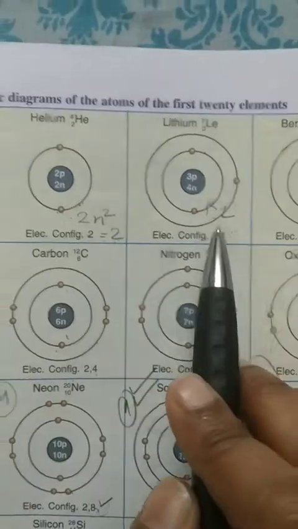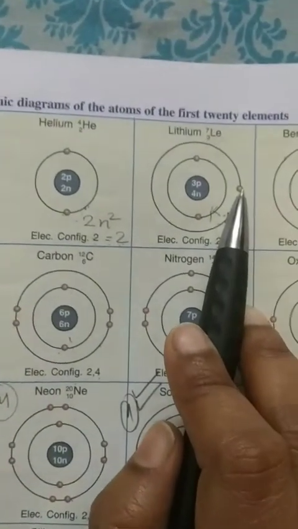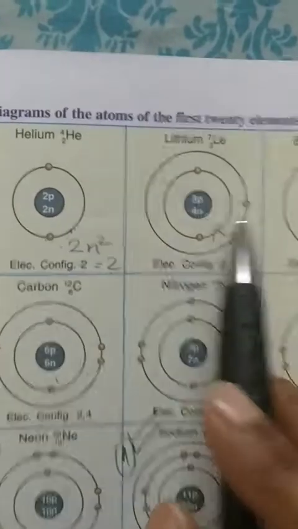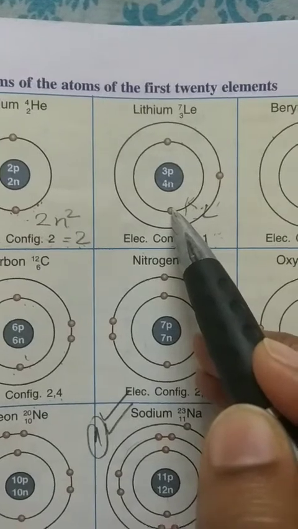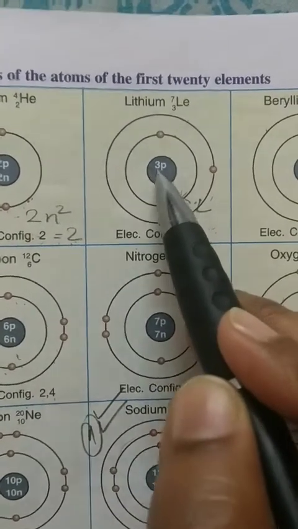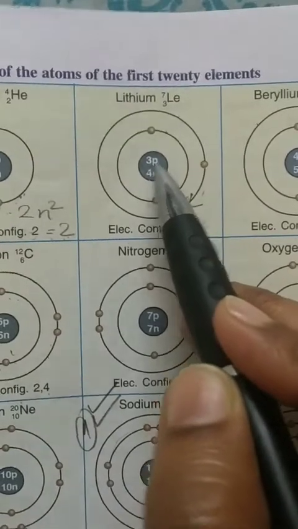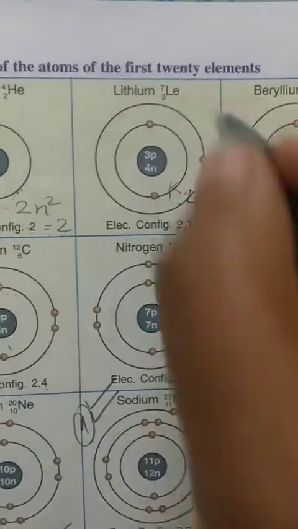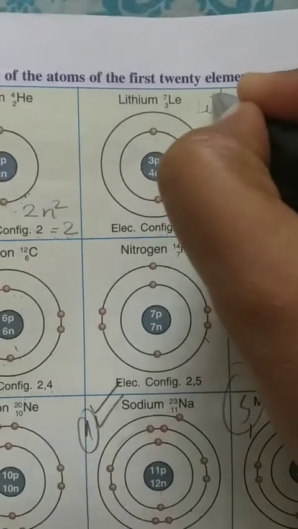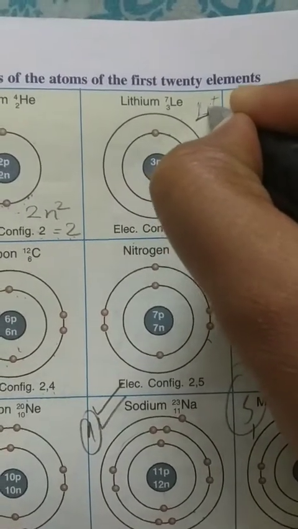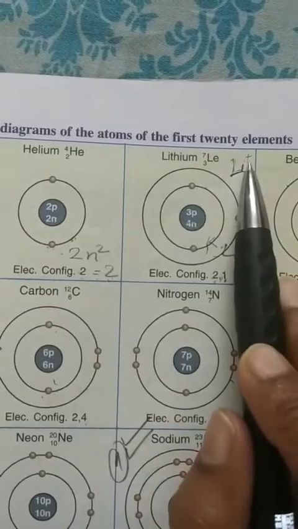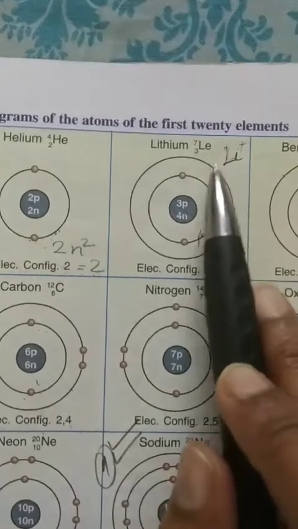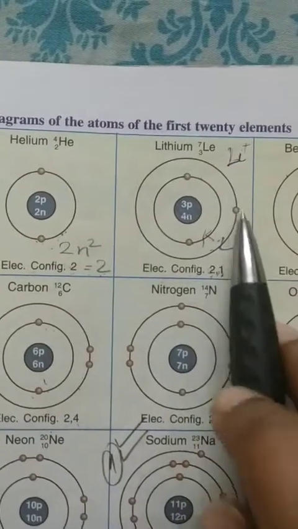Now, in the process of losing 1 electron from here, it will have 3 protons but only 2 electrons. That means it has 1 extra of positive charge. This positive charge makes lithium Li+, which is lithium ion. Okay, and such an ion which has a positive charge is known as cation. So lithium, when it becomes Li+, is a stable ion, right?